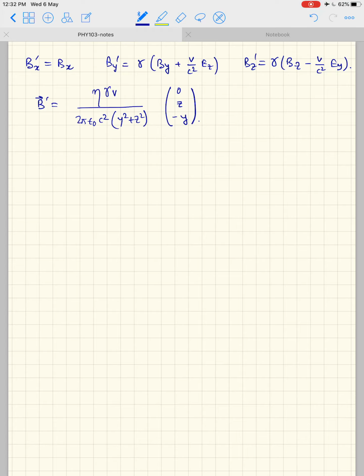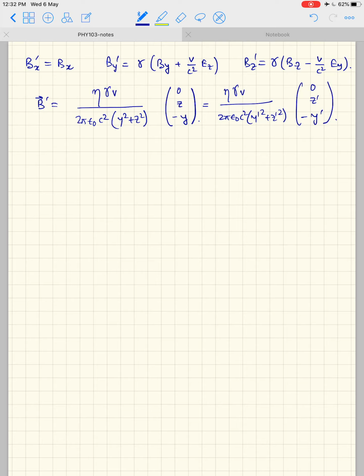We know what Ey and Ez are. We have plugged them in, and this is the expression for B prime. In the primed frame, these Y primes and Z primes are Y and Z. So this just becomes gamma eta V by 2 pi epsilon naught C squared (Y prime squared plus Z prime squared) times (0, Z prime, minus Y prime). There's a minus here. So this is the form.